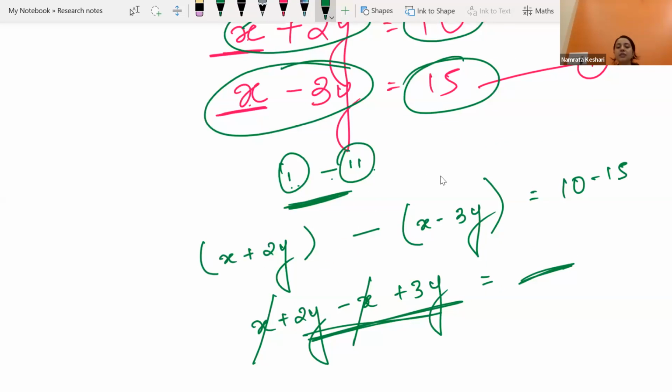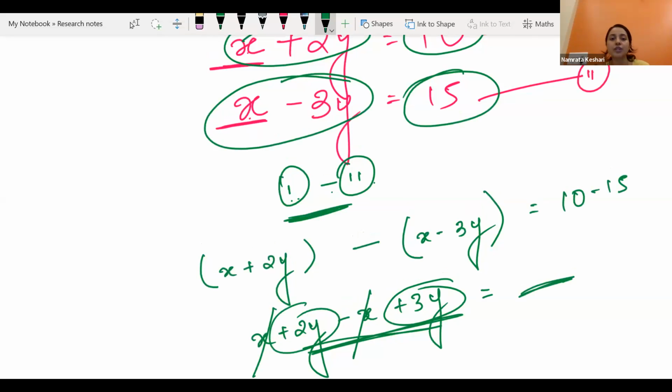Okay, for the elimination method, see, when you have a linear equation in two variables, that is not solvable. If you have only x in the equation, you will be able to solve that equation. If you have only y in the equation, you will be able to solve that equation. That's why we are eliminating one of the variables and we are left with just plus 3y plus 2y, that is plus 5y. We will be able to solve it.